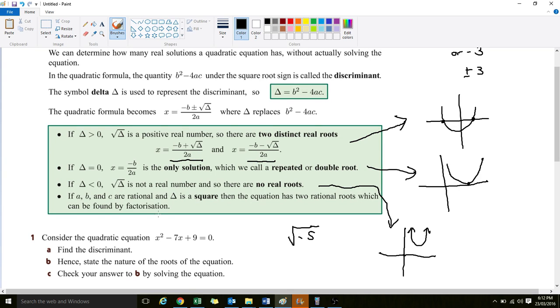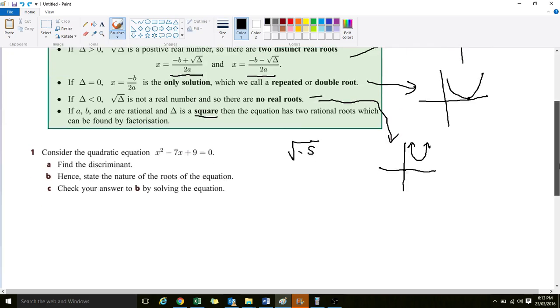Rational just means that they can be expressed as a fraction, and delta is a square. Now this word square for delta just means that delta is going to be 4, 9, 16, 25. You start to notice a pattern: these are square numbers. That's 2 squared, 3 squared, 4 squared, 5 squared. So if delta is a square, then the equation has rational roots, which basically means they're going to be nice, pretty numbers that you can find by factorizing the quadratic equation.